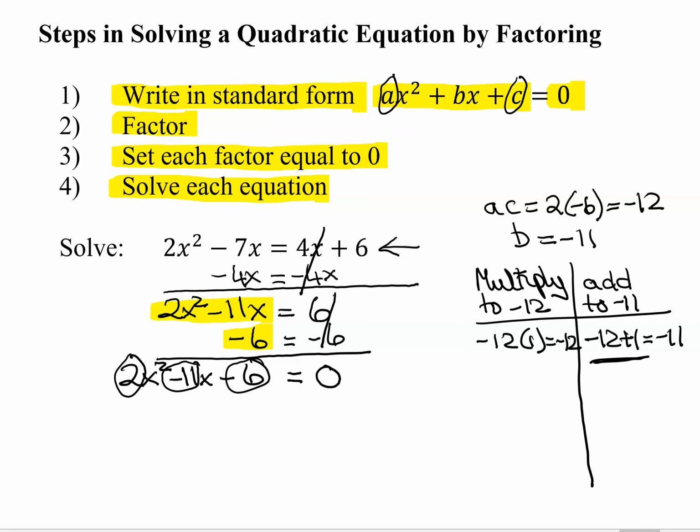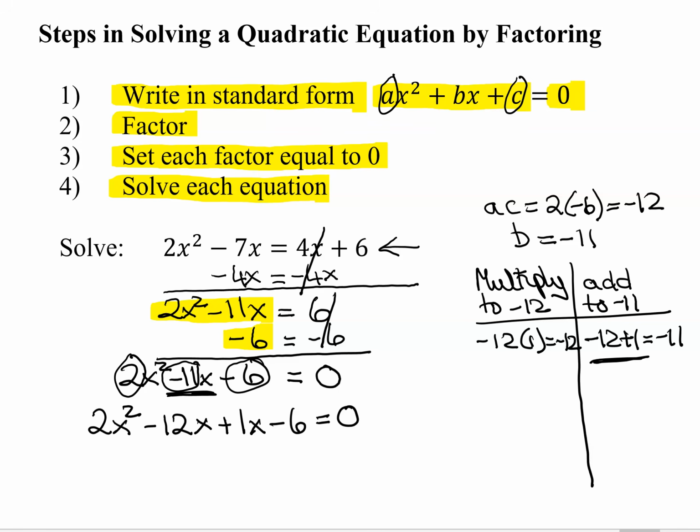Those aren't my factors. That's what I'm going to break my middle term down into. So I'm going to write 2x squared, and instead of negative 11x, I'm going to write minus 12x plus 1x minus 6 equals 0. Because negative 12x plus 1x gives me negative 11x. Do I need to write that 1 in front of the x? No, but I'm just writing it for clarification.